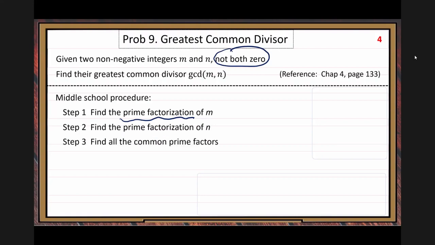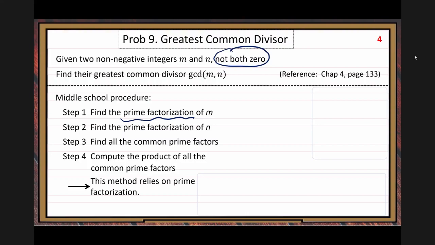Step three, find all the common prime factors. Because after prime factorization, for each prime, you can look at the common prime factors contained in both numbers, M and N. The largest possible common prime factor as a power of a prime, okay? Power of prime, that format. Step four, compute the product of all the common prime factors. But for each prime factor, you look at the largest power of that particular prime that is a common factor in both numbers. Then at the end, you multiply all those factors to get the GCD. This method relies on prime factorization.